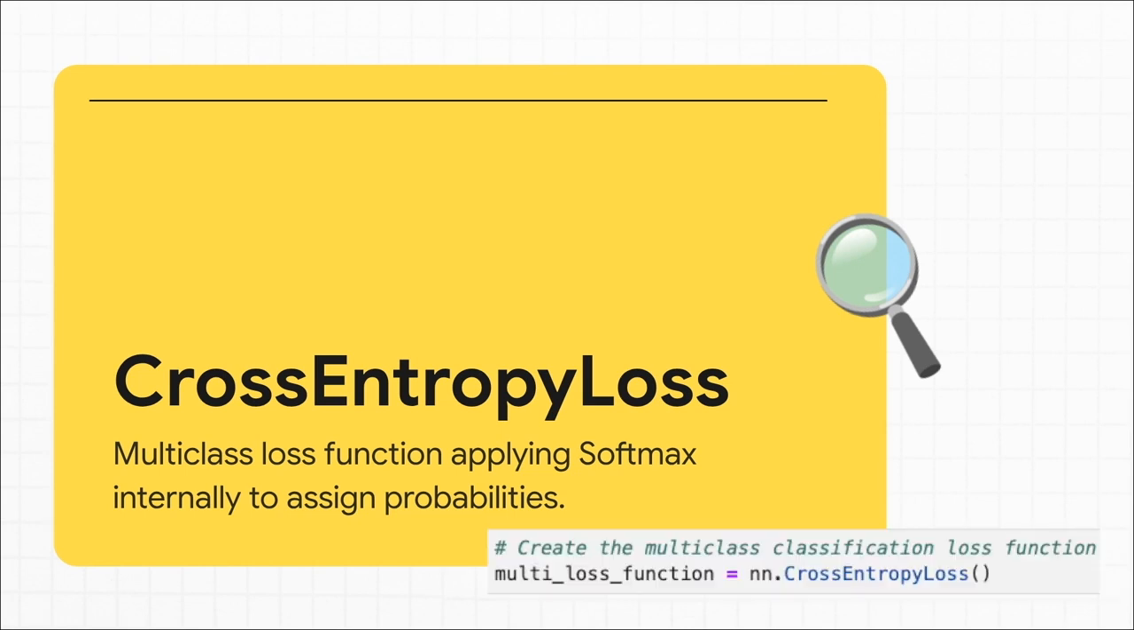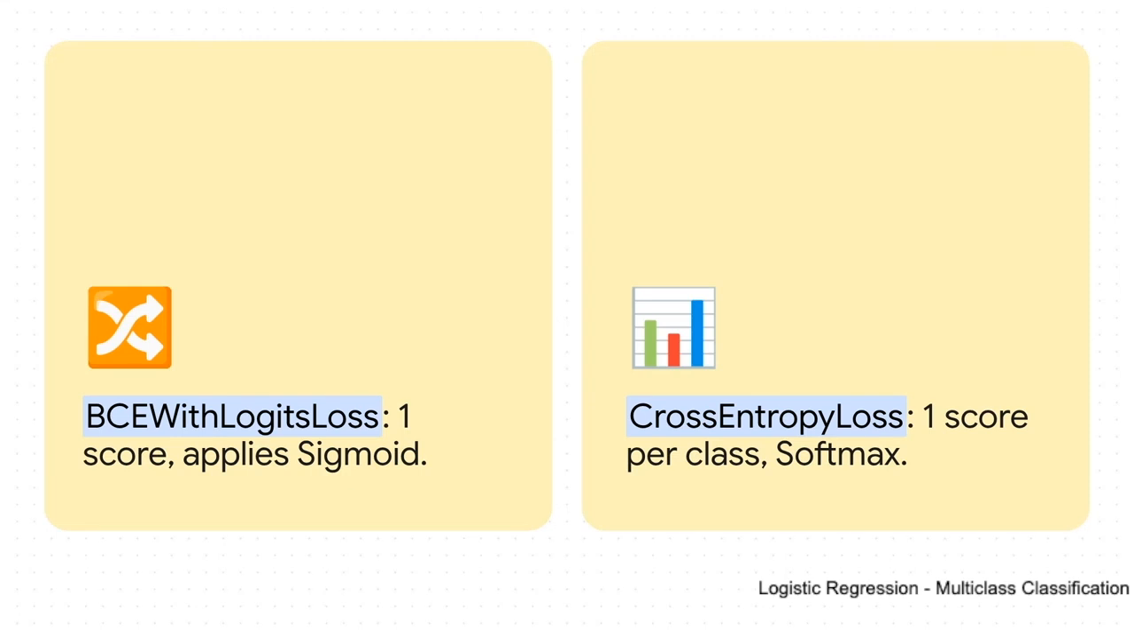Think of this function like an automatic gear shift that handles multiple categories perfectly. When our model spits out those 3 raw logits, cross-entropy loss grabs them and internally applies a mathematical function called softmax. Softmax looks at all 3 scores and smoothly converts them into 3 probabilities that add up perfectly to 100%. It then compares those probabilities directly to our true integer class ID to figure out exactly how far off the model's prediction was. This perfectly illustrates the big structural difference you've got to remember when writing your PyTorch code.